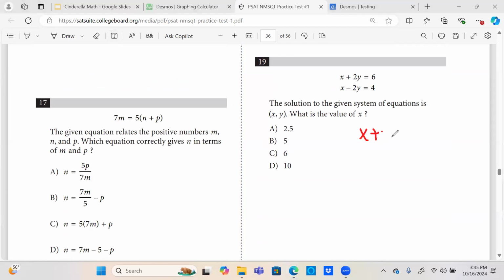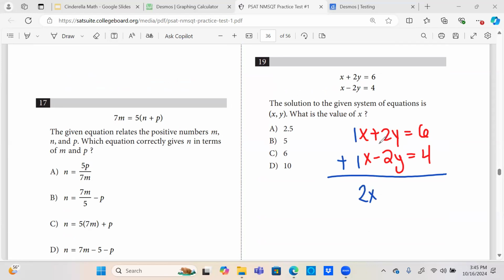So x plus 2y equals 6. x minus 2y equals 4. This is a system of equations, and I'm going to be doing the elimination method. Everything is lined up, and I'm going to add straight down, which will give us 2x. 2y plus negative 2y cancels out, and 6 plus 4 is 10. Divide by 2, and x is 5. And that's what they wanted. So there we go. That was the elimination method for systems of equations.